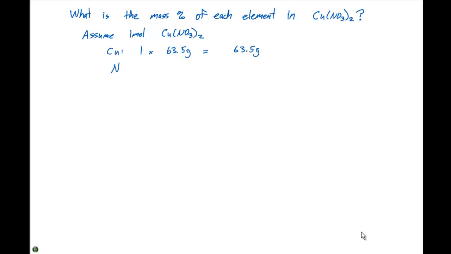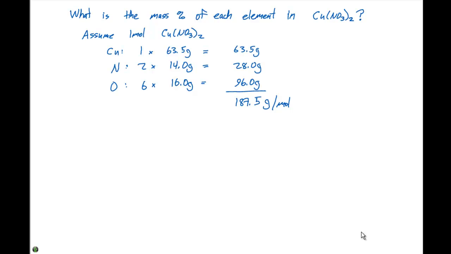In the nitrogen, we have NO3 twice. So there's going to be 2 nitrogens times 14.0 grams. That's going to give us 28.0 grams. The oxygens, there's 3 times 2, or 6 total, times 16.0 grams, is going to give us a mass of 96.0 grams. So for every 1 mole of copper(II) nitrate, we are going to have 187.5 grams.